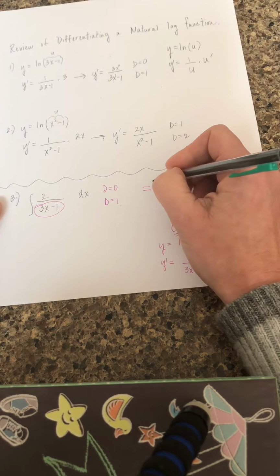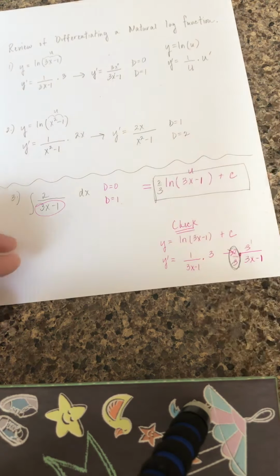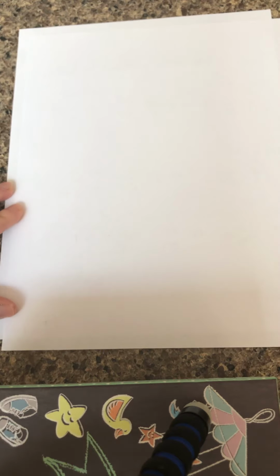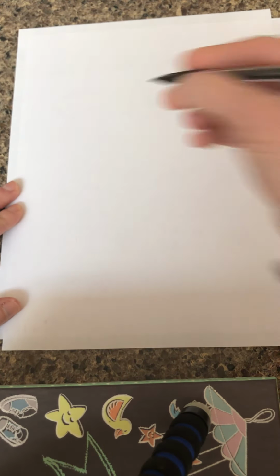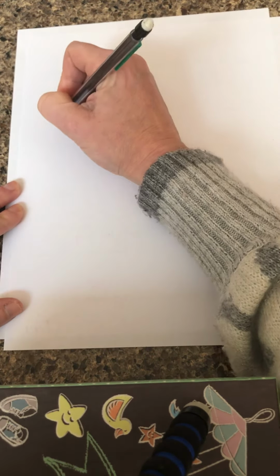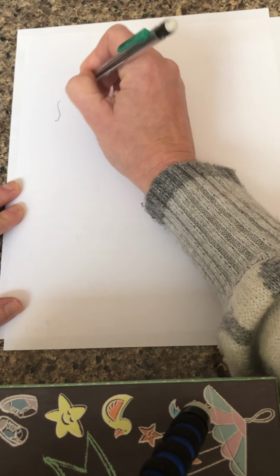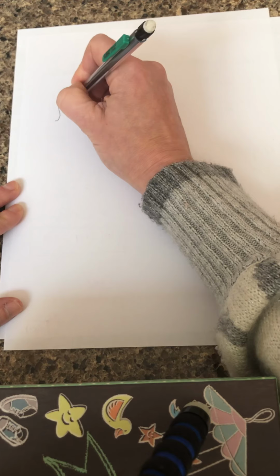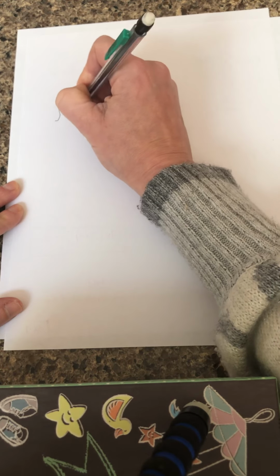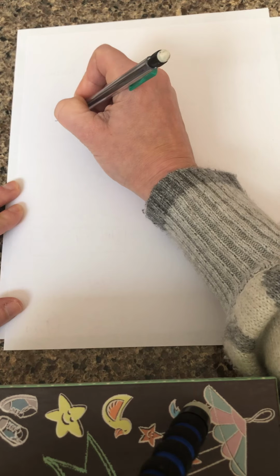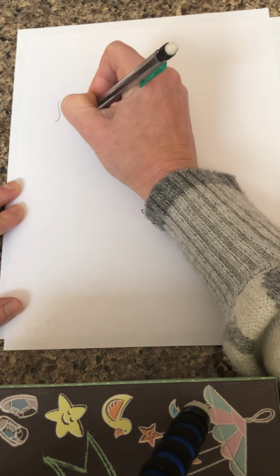Right? So we're going to do another practice example just like this. Okay. And how about we do, let's do 2x over 3x squared plus 1.